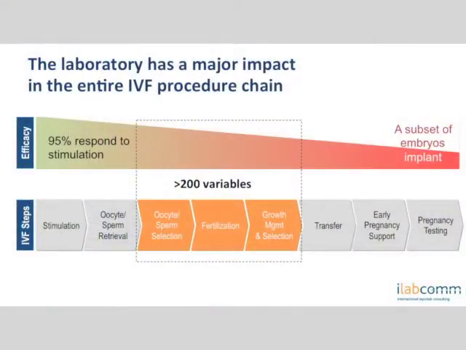I think most of you should be aware of the fact that in the laboratory, we have the hugest number of variables, I would say. We have more than 200 variables which can change, which we need to control in order at the end to have a good outcome, which is live birth. Because if we have any effects here in the laboratory on these variables, it can affect everything from pregnancy rate up to the health of the baby.